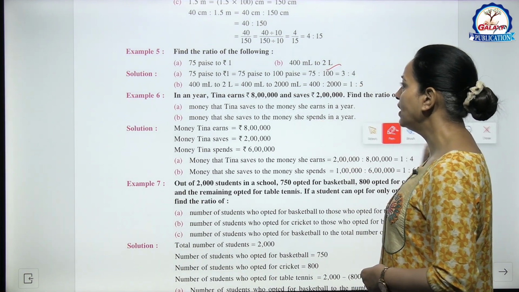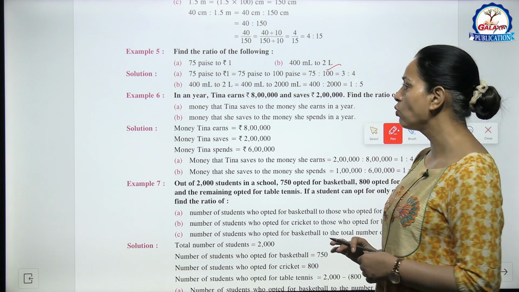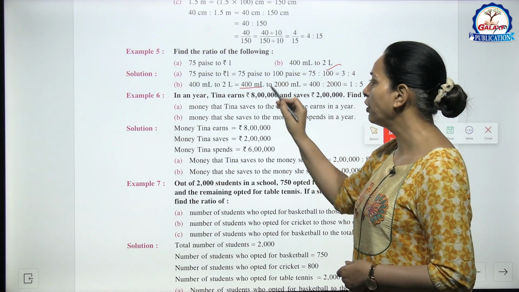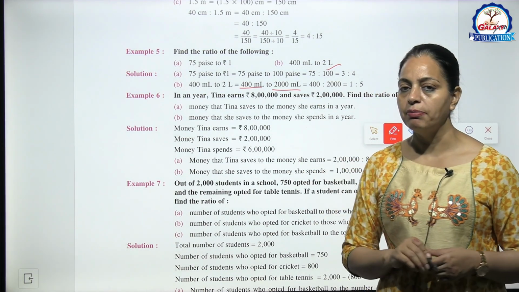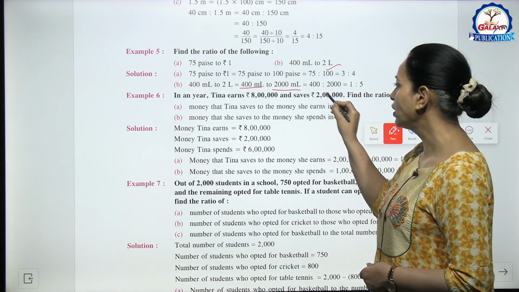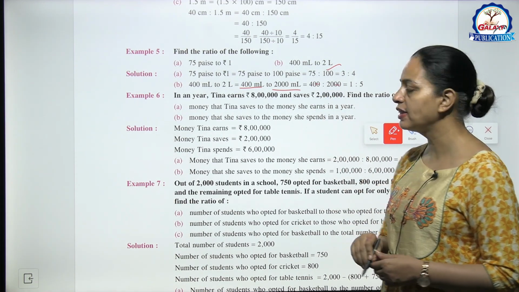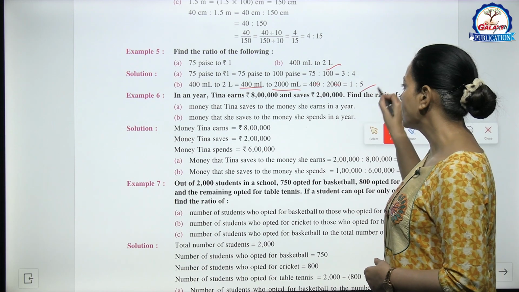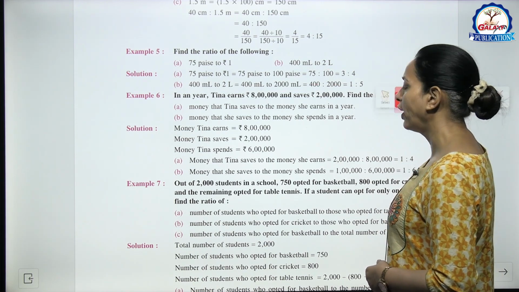You know 1 liter is equal to 1000 milliliter. So 400 milliliter to 2000 milliliter. We will find the ratio. 20, 20 cancel. Cut it by 4. Answer is 1:5.